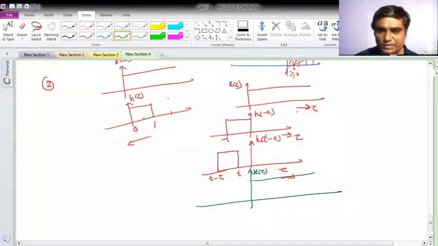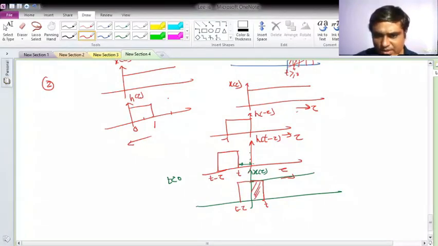So when the overlapping will start, I'll shift this now towards the right. When t is less than 0, there is no overlapping area, but when t crosses this edge of x of tau, your overlapping area will start. Okay, so it is like this, right? Suppose this is t, what about this? T minus tau. So your overlapping area is from 0 to t.